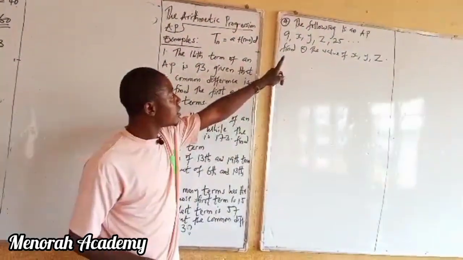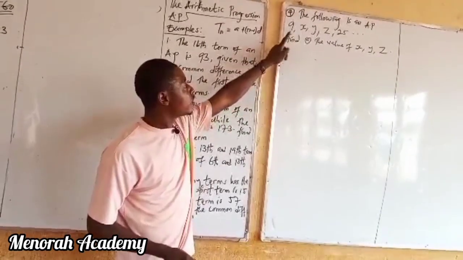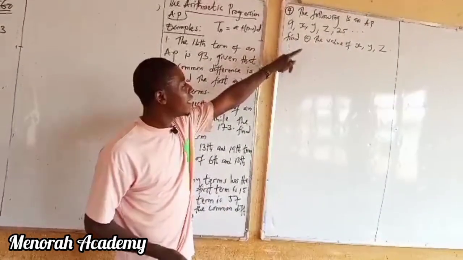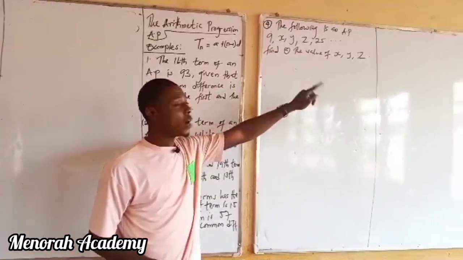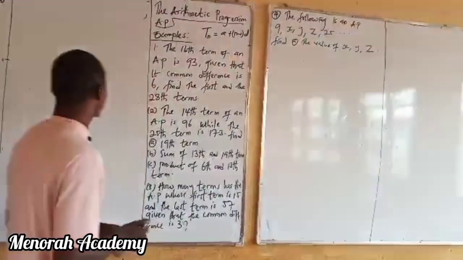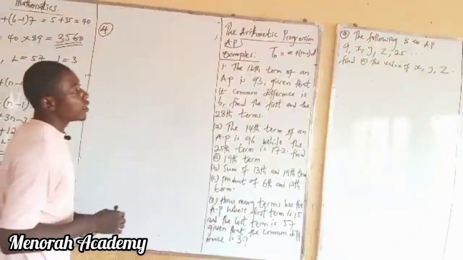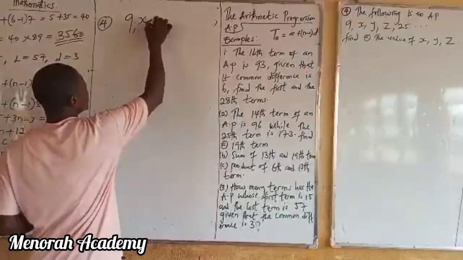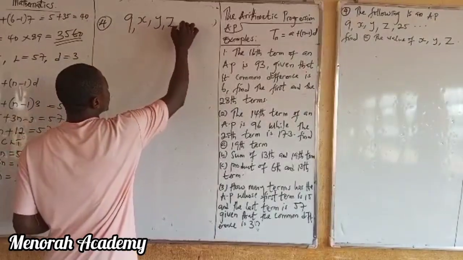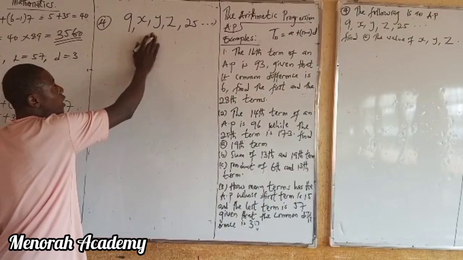Question number 4 says, the following is an AP: 9, x, y, z, 25. Find the value of x, y, and z. All right, let's solve it together. The sequence they give us is 9, x, y, z, 25, and they ask us to find the value of x, y, and z.